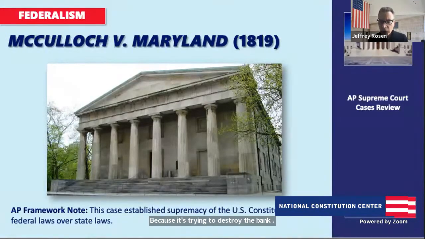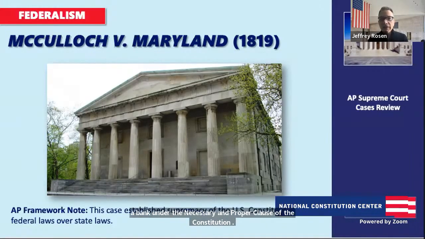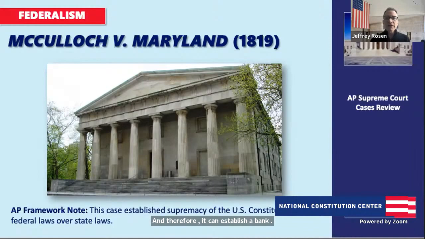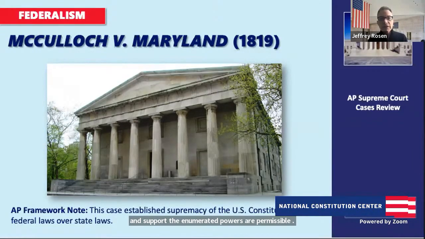Congress has powers that are not explicitly listed or enumerated in the Constitution, and therefore can establish a bank under the idea that actions that are appropriate and legitimate and support the enumerated powers are permissible. In addition, Marshall says the power to tax is the power to destroy, and because the bank was legitimately established, the state of Maryland cannot tax it.